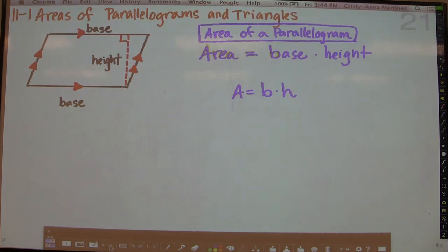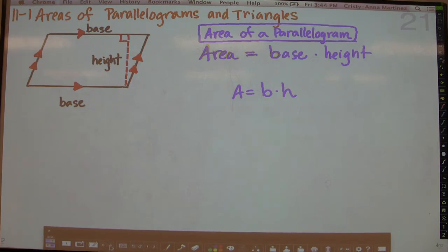Hello there, this is a geometry video. It is chapter 11, section 1, and today we're going to begin our journey in finding the area of different figures, of different polygons and circles in chapter 11. And today specifically we're going to be talking about areas of parallelograms and triangles.